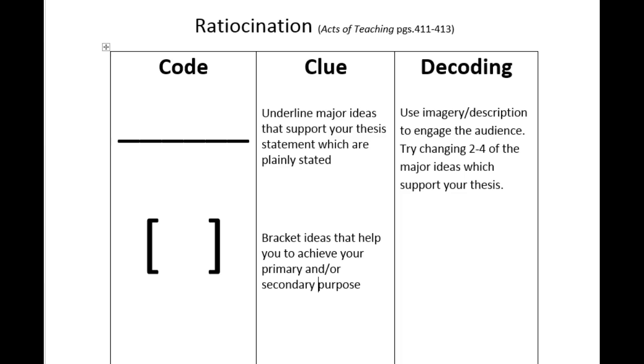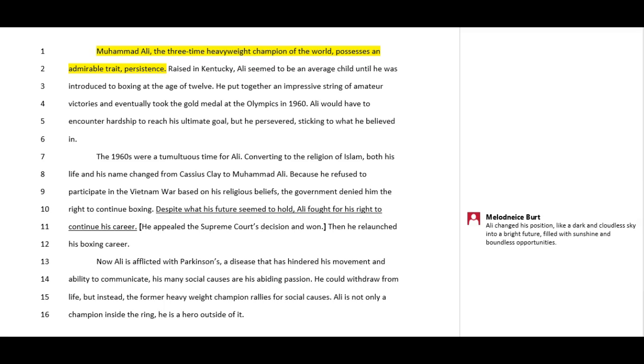The code that we'll use this time is the bracket. So we will bracket ideas that we intend to use to help us to achieve our primary and/or secondary purpose. Let's take a look at my essay so that we can identify some of those ideas. Okay, let's review the thesis statement so that we can see how our bracketed support relates to purpose. The thesis statement again is highlighted. Muhammad Ali, the three-time heavyweight champion of the world, possesses an admirable trait, persistence.